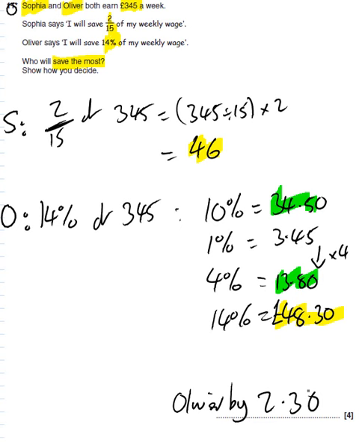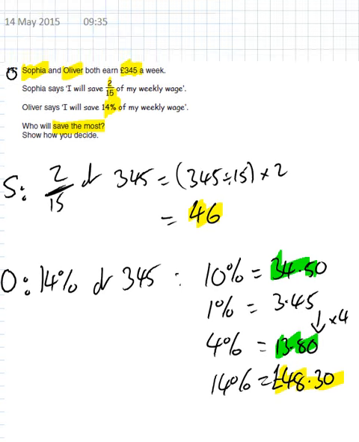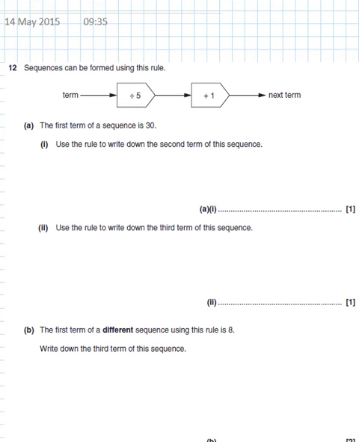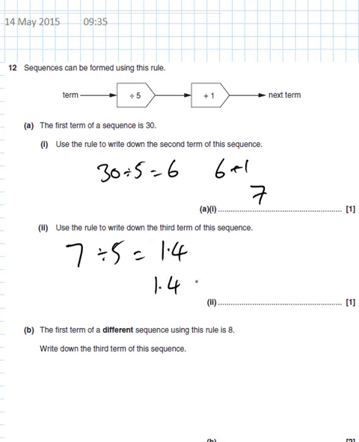Now from there then, what do we do next? Well, we've gone to the next question, don't we? Sequences formed by dividing by 5 and then adding 1. The first term of the sequence is 30. Use the rule to write down the second term of the sequence. So 30 divided by 5 is 6, and then 6 add 1 gives us 7. Use the rule to write down the third term of the sequence. So if we've got 7, we divide by 5. So 7 divided by 5 gives us 1.4. And then we've got 1.4 add 1 gives us 2.4.